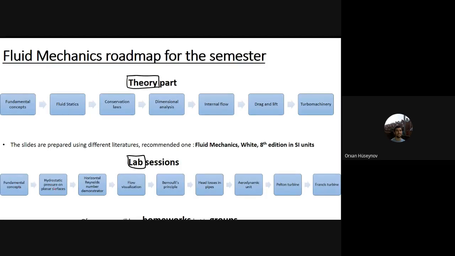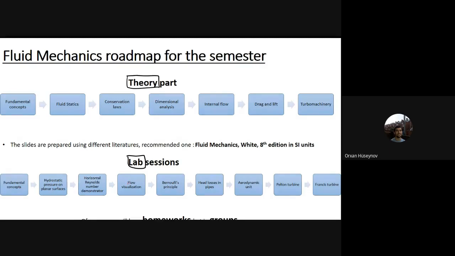You will have the different derivations. We will see them in today's lecture. And then the horizontal Reynolds number demonstrator. This will be your next lab session. In that lab session, you will see different regimes of fluid flow. When fluids flow, you will have different regimes from the molecular viewpoint. Sometimes it can be chaotic, or sometimes it can be very ordered.